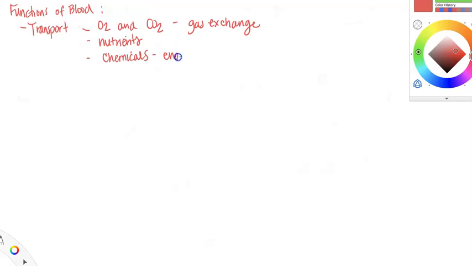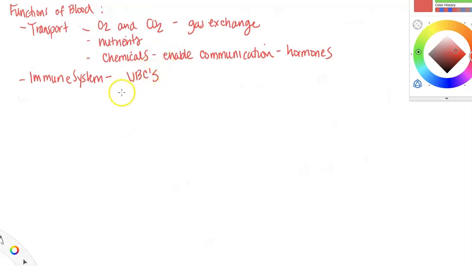Which enable communication. So you should be thinking hormones, which we just did. Of course, they travel through the blood. It has a function in the immune system. It has specialized cells, so white blood cells.